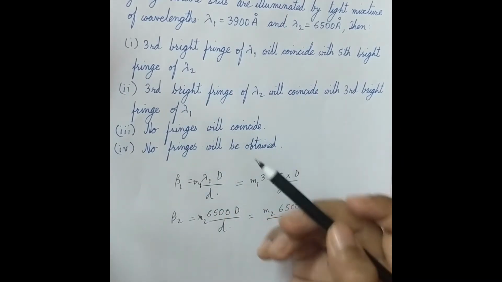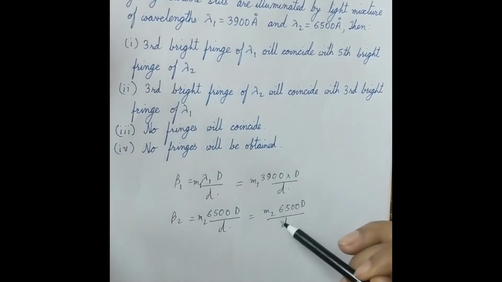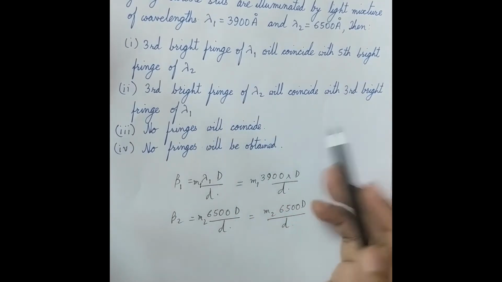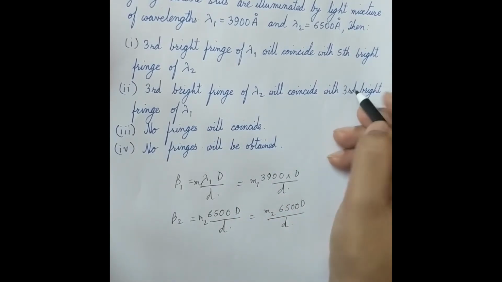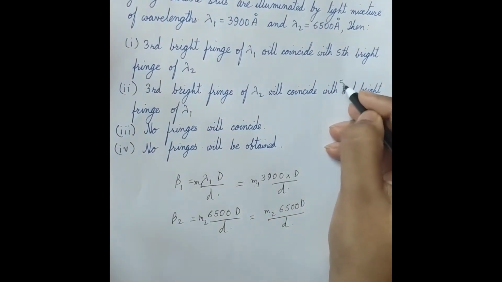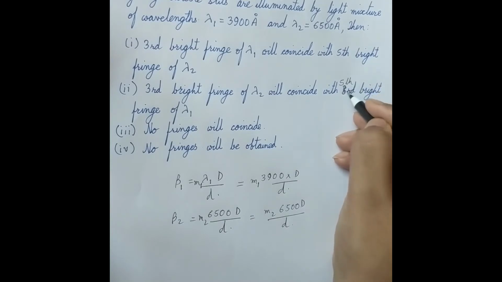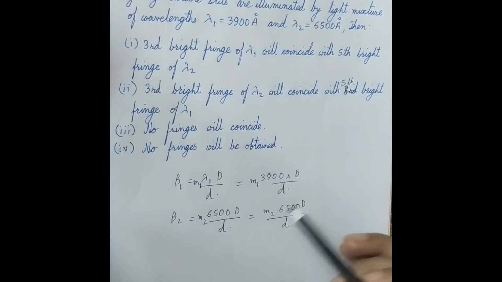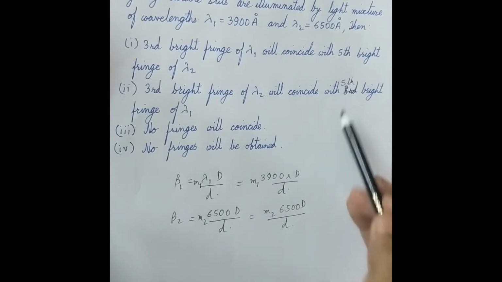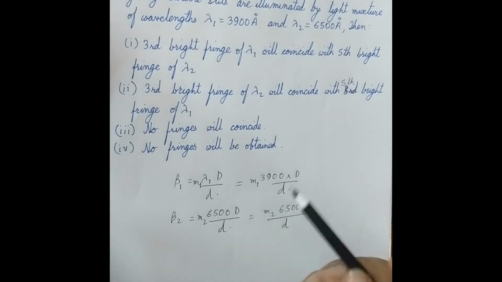Let's go for the second option, that is the third bright fringe of lambda 2 and, this question is a little wrong here, this would be the fifth bright fringe of lambda 1. So third bright fringe of lambda 2 and fifth bright fringe of lambda 1, just the reverse of the previous one. If you put those values in, you will know it gives the correct answer.